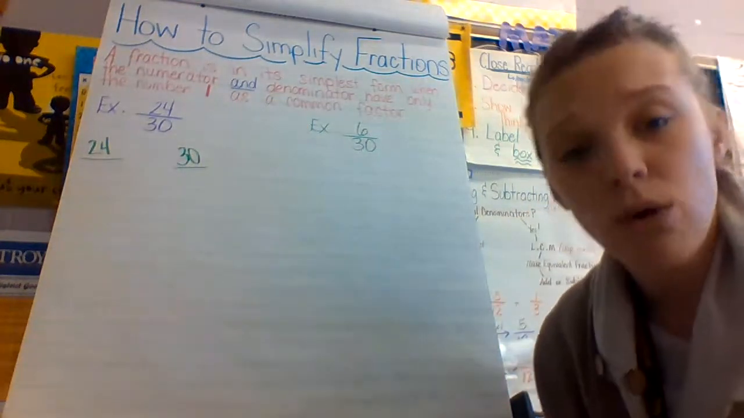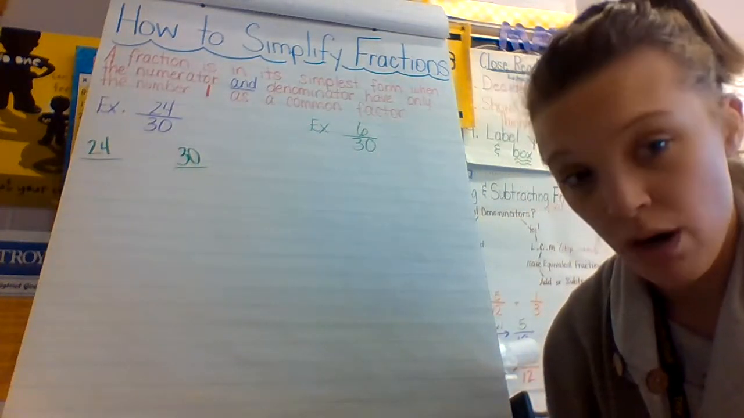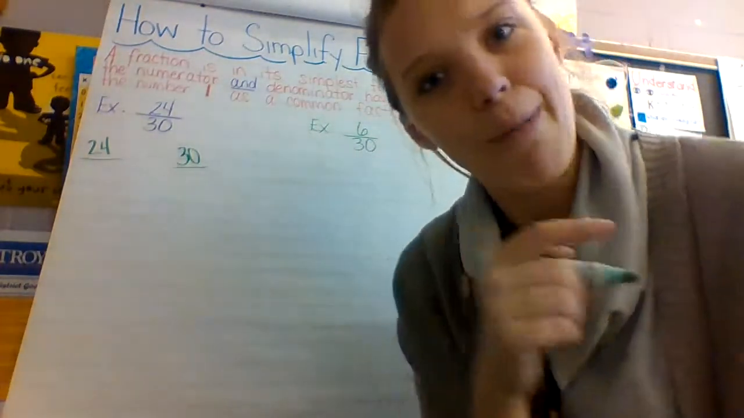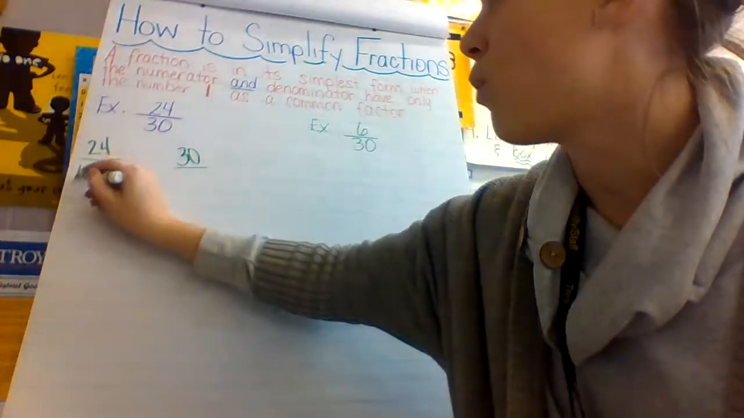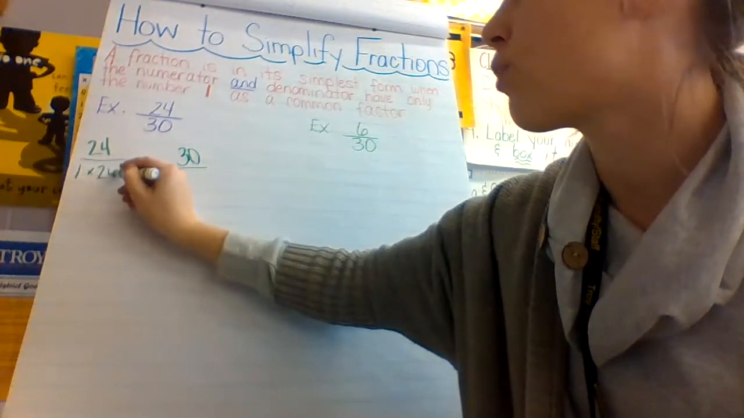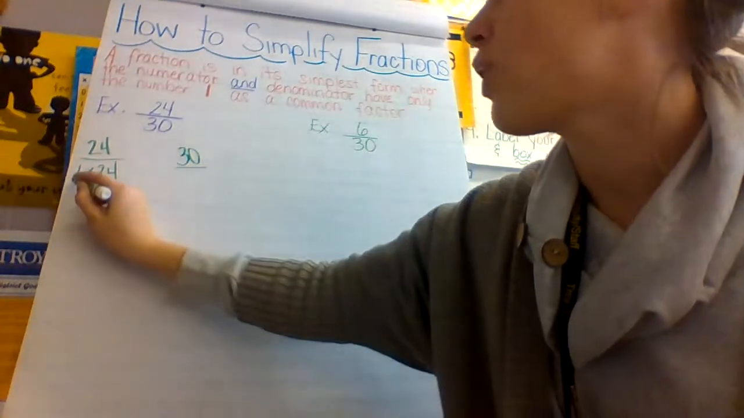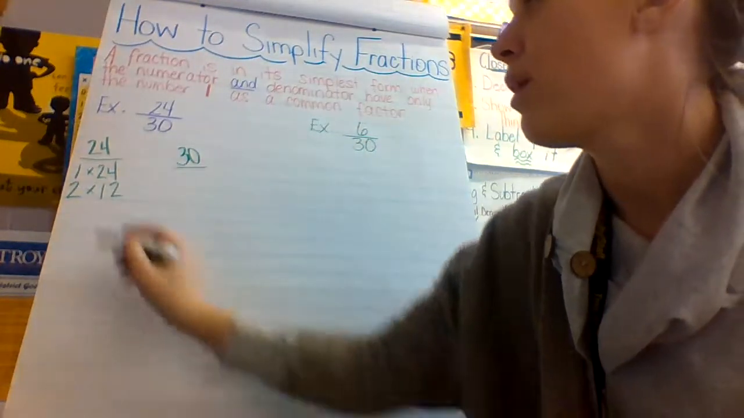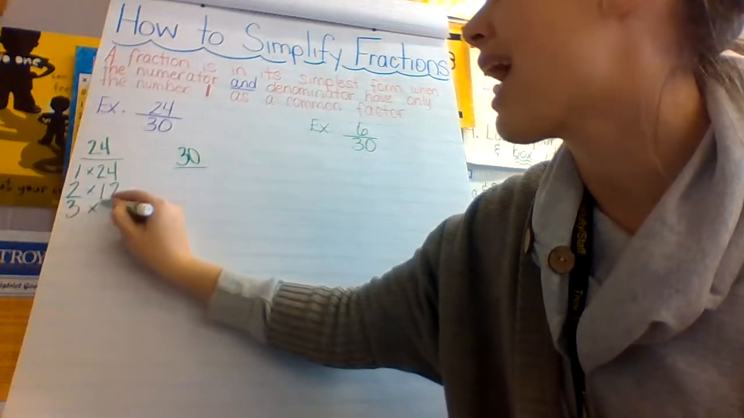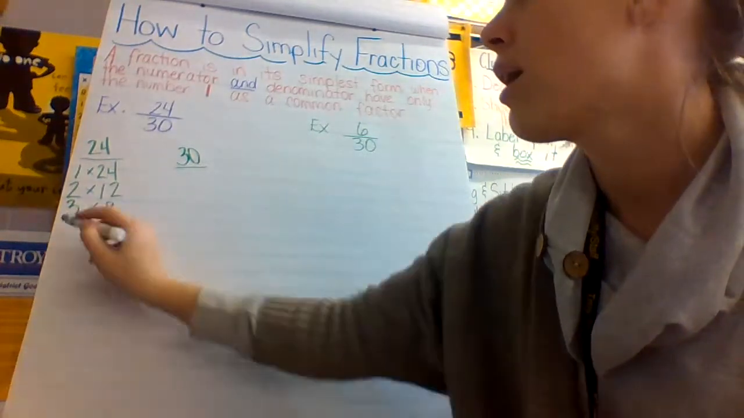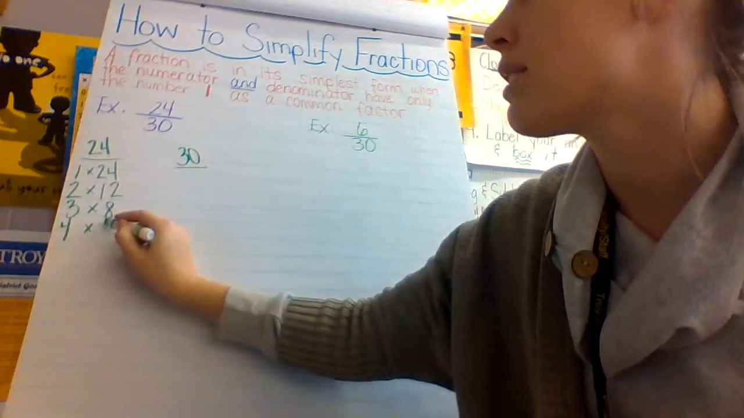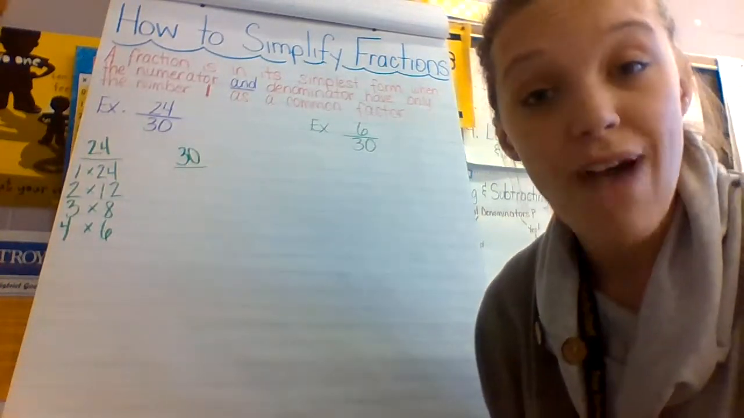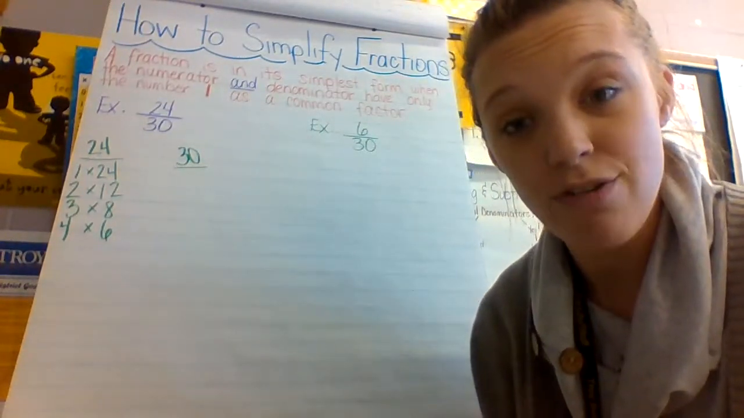Okay. So all the factors of 24 are as follows. I usually start with the number 1 and I work my way up from there. So I know that 1 times 24 equals 24. I know that 2 times 12 equals 24. I know 3 times 8 equals 24. And 4 times 6 equals 24 as well. Those are the factors that I know of 24.